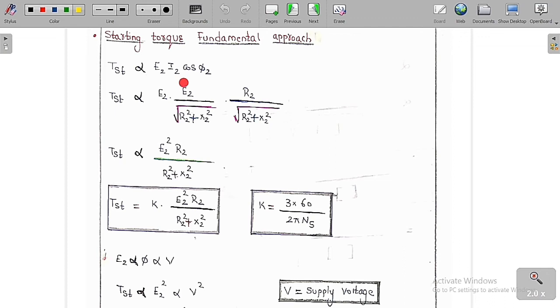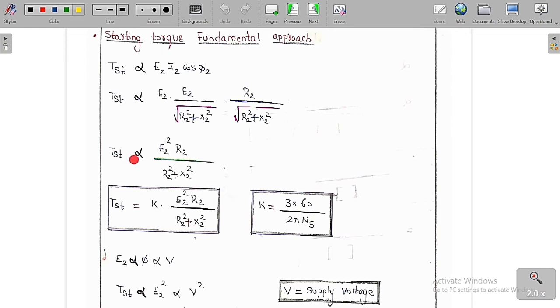The EMF induced is E2, the current is I2, the rotor resistance is R2 and the reactance is X2. So what is the value of I2? I2 is equal to E2 by under root of R2 square plus X2 square, and cos phi 2 is R2 by under root of R2 square plus X2 square. If you multiply these things, finally we get the starting torque is directly proportional to E2 square into R2 by R2 square plus X2 square.